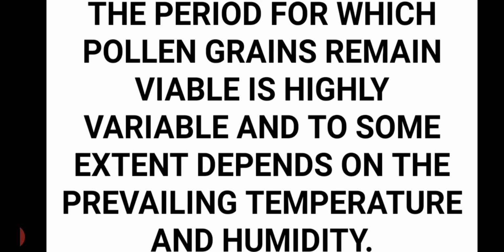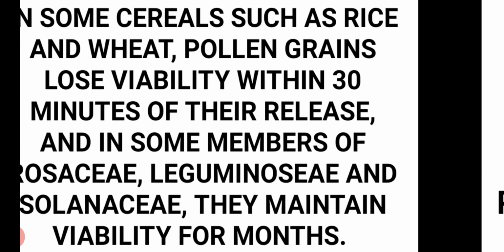Now, the period for which pollen grains remain viable is highly variable and to some extent depends on the prevailing temperature and humidity. That means for how long these pollen grains will remain viable depends on the temperature and humidity present in the environment.